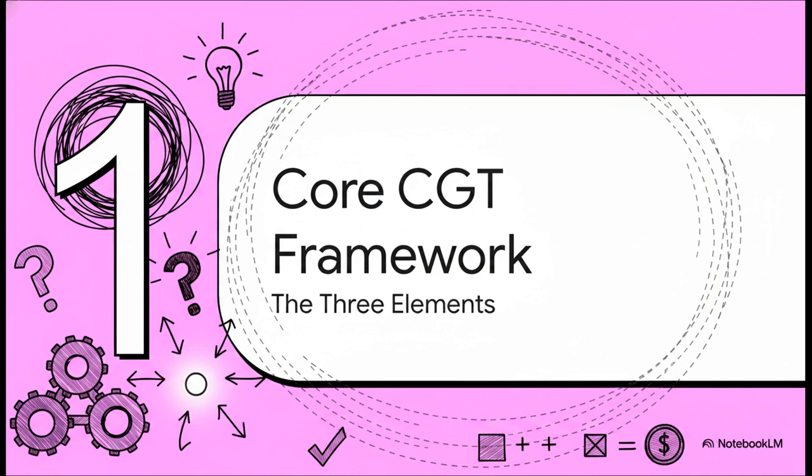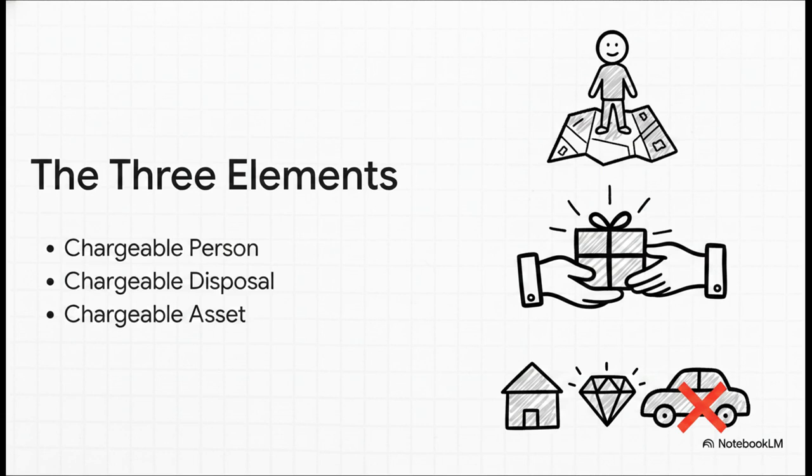All right, let's get right into it with Section 1, the core CGT framework, focusing on the three essential elements. So, capital gains tax, or CGT, is actually only triggered by the simultaneous presence of three very specific elements. Without all three of these present at the same time, no CGT can arise, period.